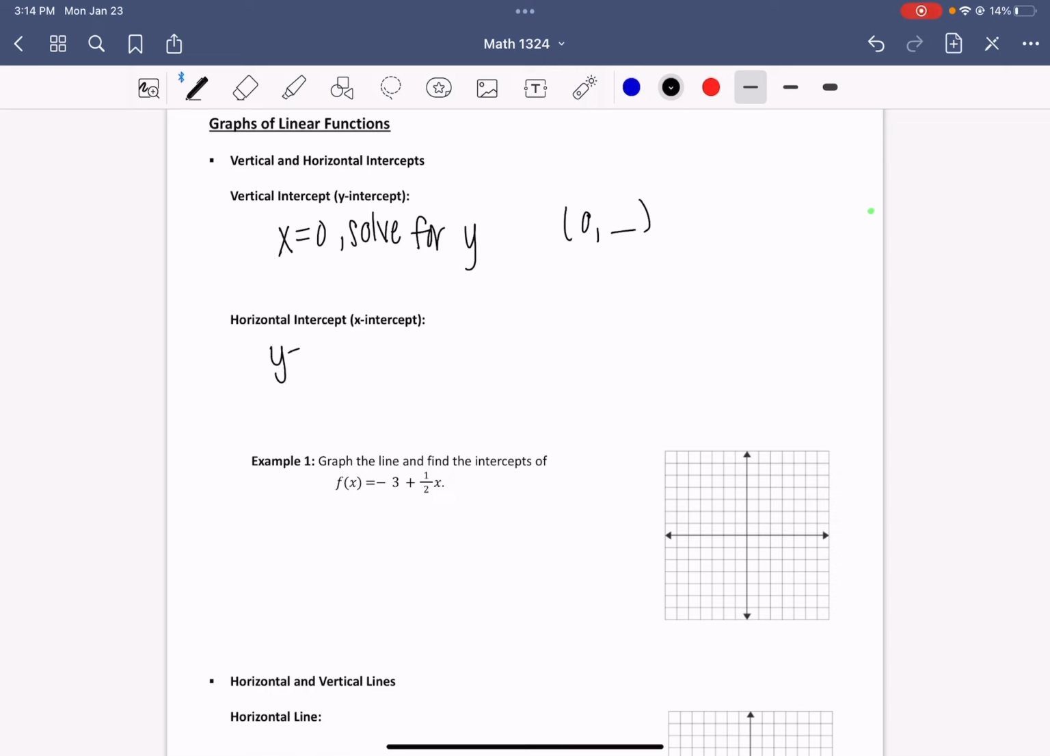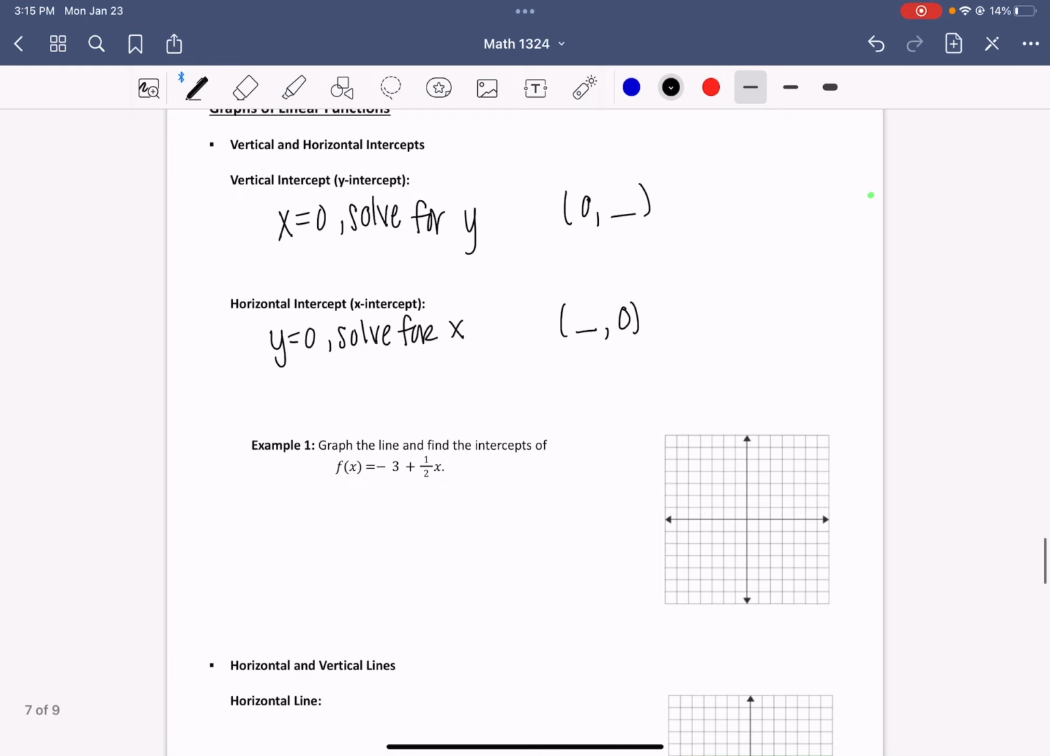The other type of intercept is the horizontal intercept, which is your x-intercept. So this means now you're going to set your y equal to 0 and solve for x. So again, that result is going to be an ordered pair of an x value, 0, close parentheses. So let's execute that in this next example, and it says graph the line and find the intercepts.